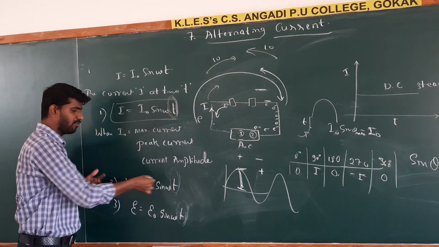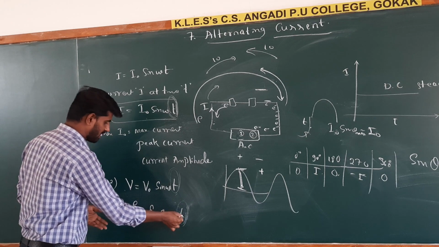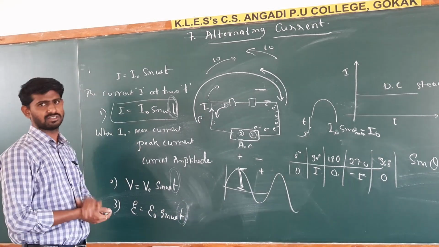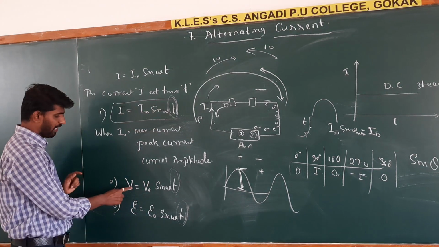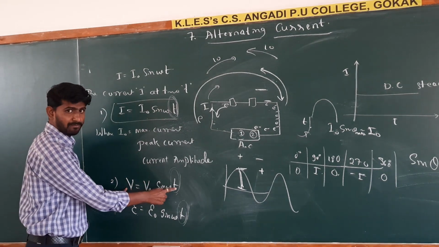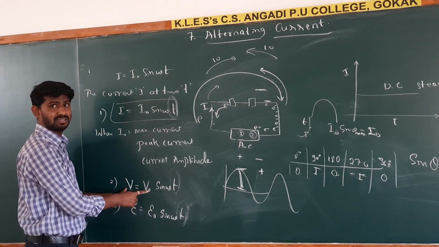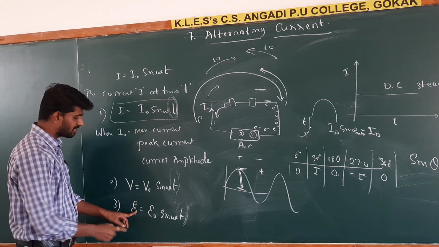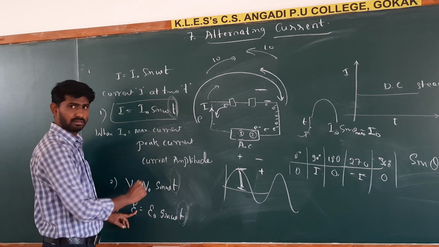With respect to time, voltage is changing. With respect to time, the EMF is changing. So these are the three important equations. V is the voltage at a time t. What is V naught? It is the peak value of voltage. And this is the EMF at a time t.